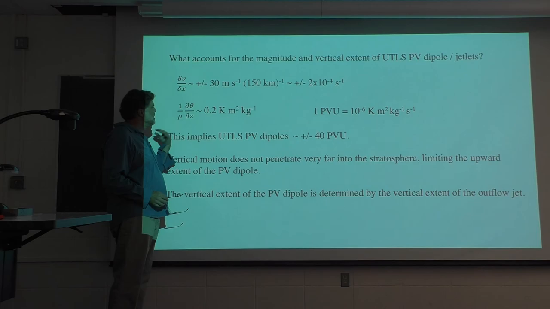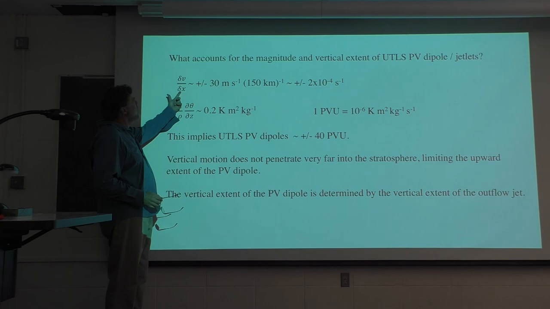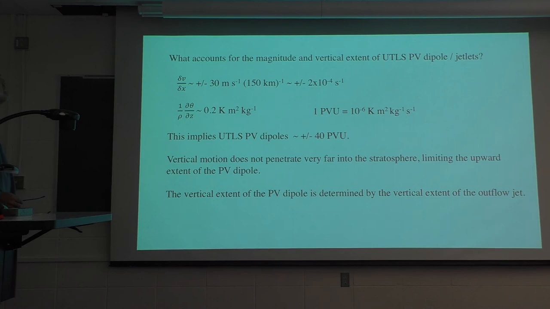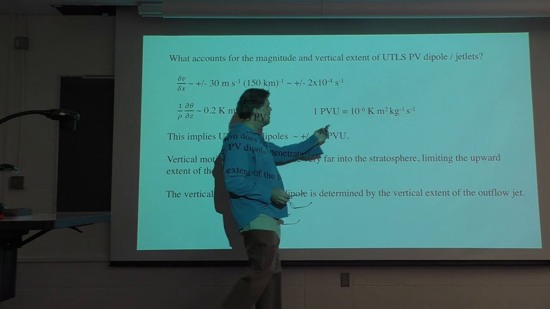If you think of horizontal variations in the flow associated with these mesoscale PV dipoles, dv/dx, delta v is about plus or minus 30 meters per second, delta x maybe 150 kilometers. These relative vorticities are on the order of plus or minus 2f or bigger. So if you multiply those, you get 40 of these units. So it's not too hard, surprisingly.